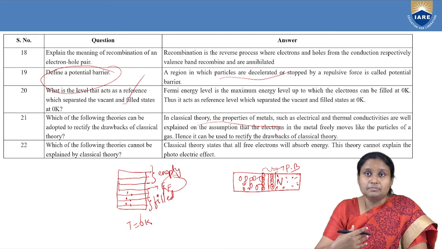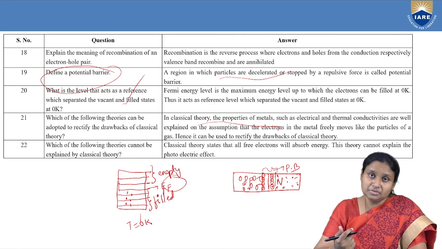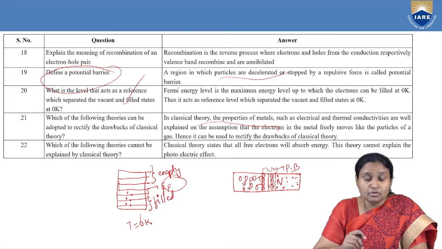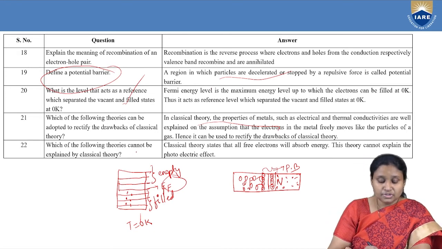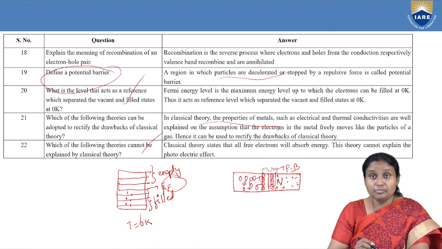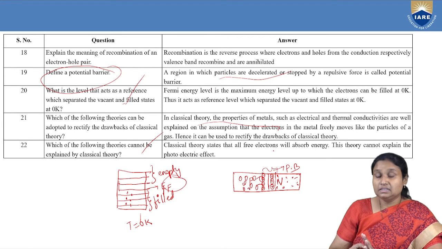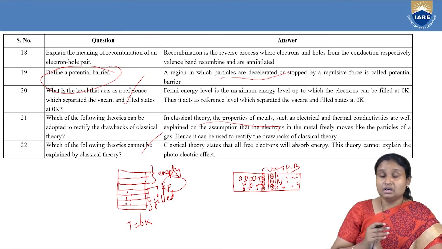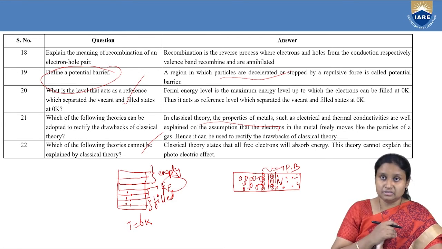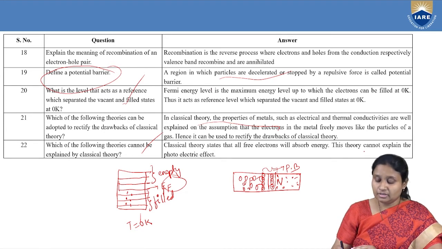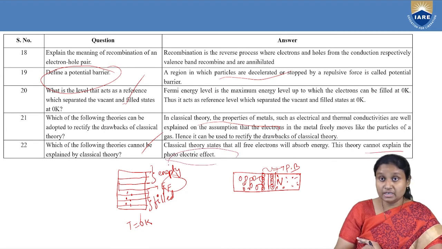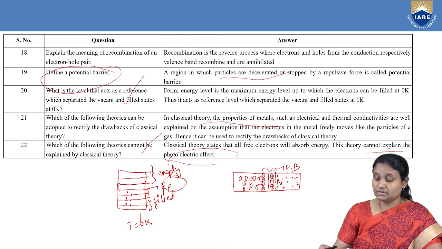But there are some drawbacks related to classical theory. In order to overcome them, quantum theory came, along with band theory, which tries to rectify the drawbacks of classical theory. Now, which of the following cannot be explained by classical theory? Classical theory could not explain insulators and semiconductors, and also the phenomenon of the photoelectric effect.